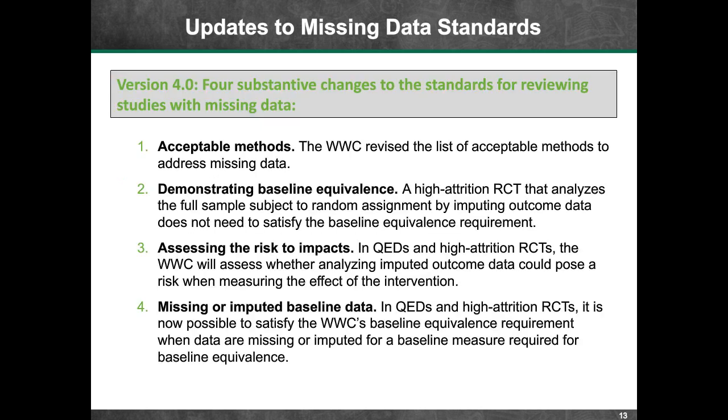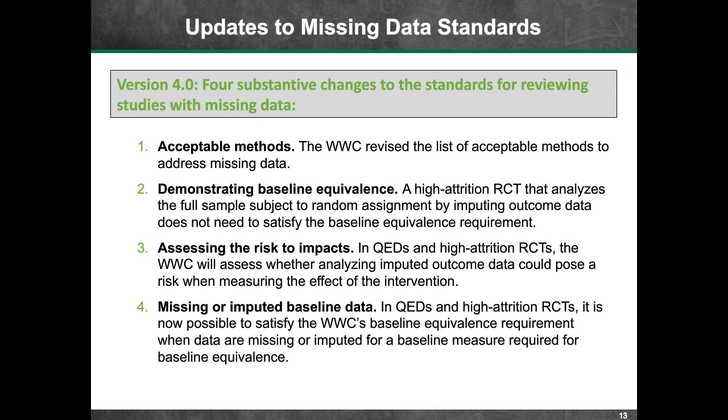The WWC made 4 substantive changes to the standards for reviewing studies with missing data. First, the WWC revised the list of acceptable methods to address missing data. These acceptable approaches are described in detail along with the rest of the missing data standards in the version 4.0 Standards Handbook. Second, a high-attrition randomized control trial that analyzes the full sample subject to random assignment by imputing outcome data does not need to satisfy the baseline equivalence requirement.